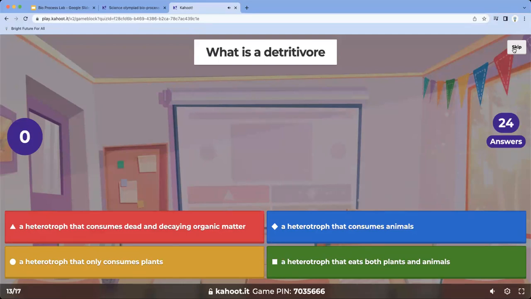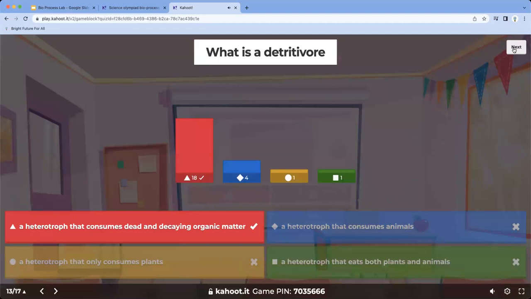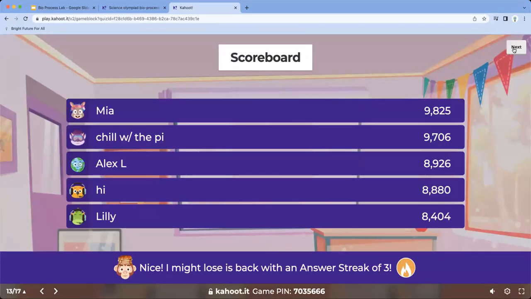And the other one. Possibly misclick. Yeah, a detritivore is an animal that consumes detritus, which is dead or decaying matter. They're heterotrophs.